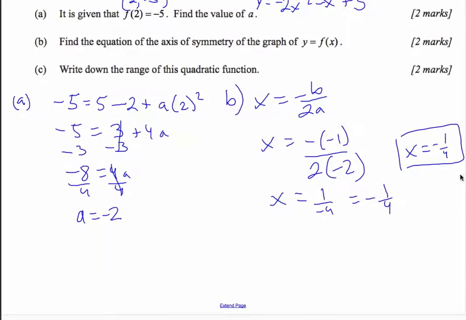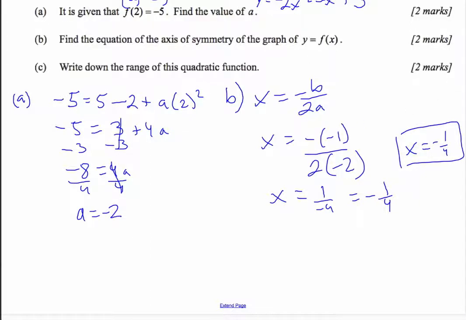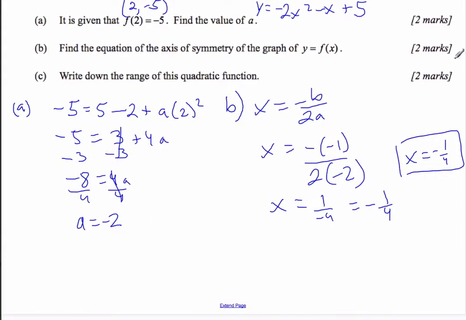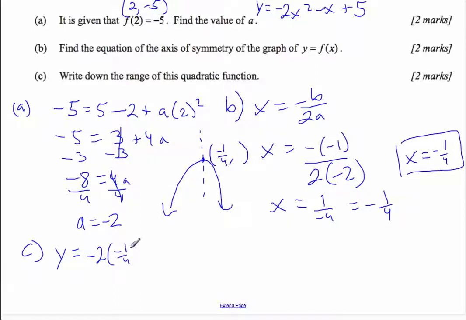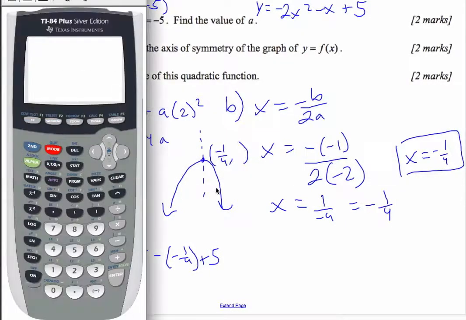Okay, write down the range of this function. Without graphing, I guess we could graph it on our calculator real easy. But since I know the a value is negative 2, I know it's going to be pointing down. The axis of symmetry is going to go through the vertex. So that point is negative 1 quarter, and whatever the y value is, less than or equal to that, is going to be the range. So we need to find the y value of the vertex. You can do that on your graphing calculator, or you could work it out using the equation. So negative 2 times negative 1 quarter squared minus negative 1 quarter plus 5 will give me the y value there. So I'm going to do that on the calculator.